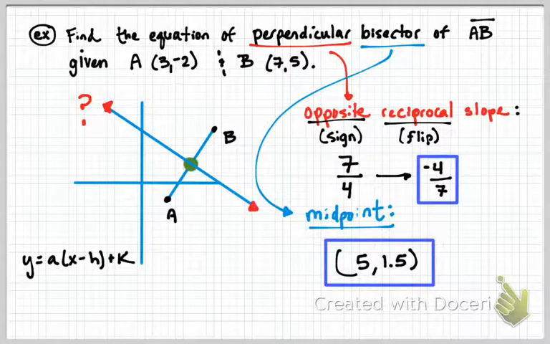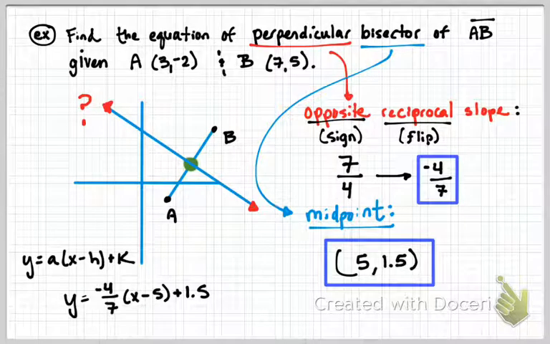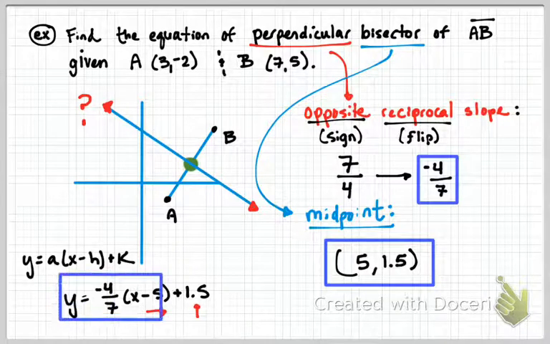And who would like to tell us our final equation? Y equals negative 4 over 7, parentheses x minus 5, plus 1.5. Let's check this out. Lindsay, where am I going with the 5? Which direction? You're going to go to the right. All right, and Ariella, the 1.5? I'm going to go to 5. Perfect. There it is. And we can box this.